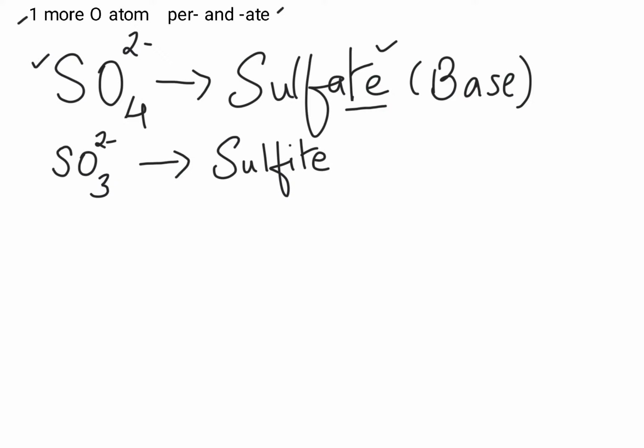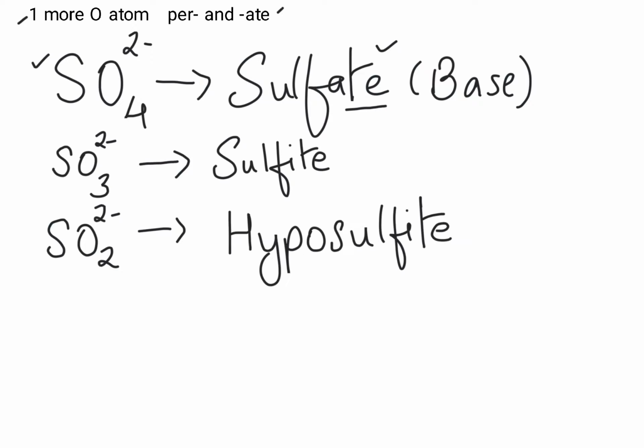Alright, next case, what if we take away 2 oxygen atoms? So now it becomes SO2 2 negative. What I want you to do is pause the video and write down the name and see if you get it right. Alright, so what you should have gotten is hyposulfite. Notice that here's your prefix hypo and then here's your suffix ite, which tells you that you have 2 less oxygen compared to the base ion.